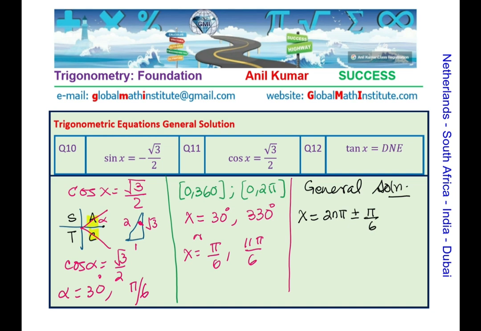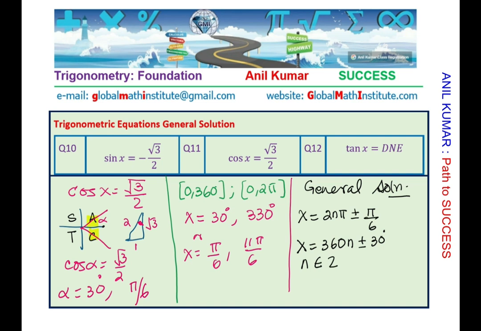Right? This is in radians. Or x equals 2n pi, which is 360 n, plus or minus the angle here, 30 degrees, correct? Where n belongs to the set of integers. Makes sense. So always write n belongs to the set of integers. Last time we did not write it, but included it. Great.